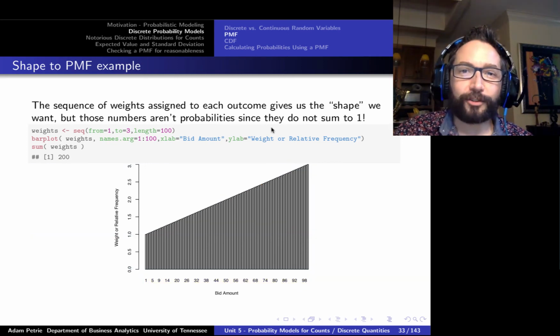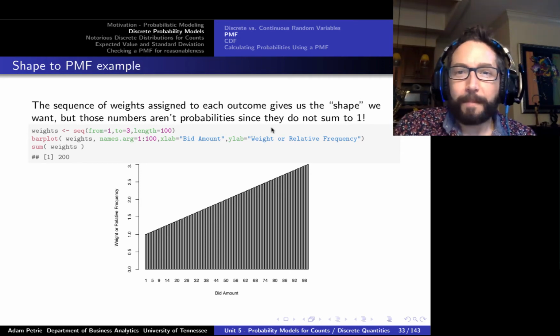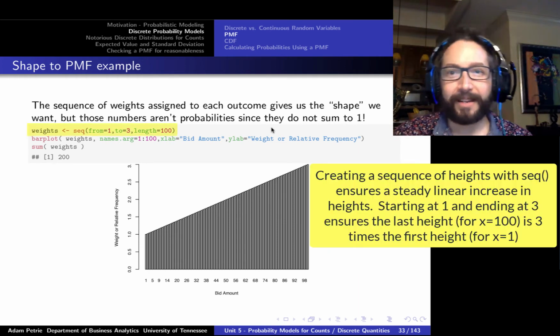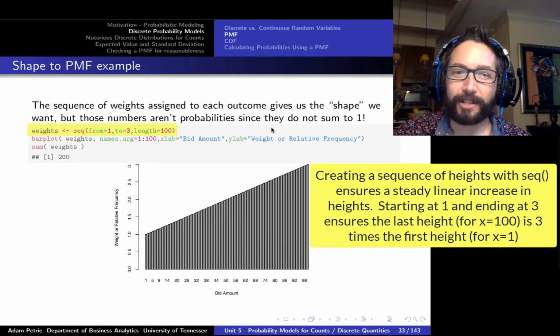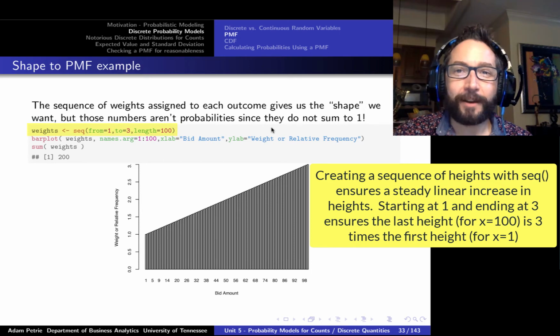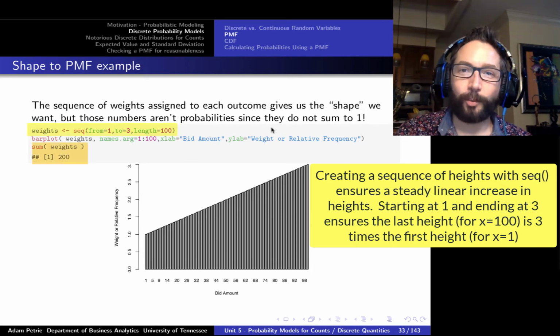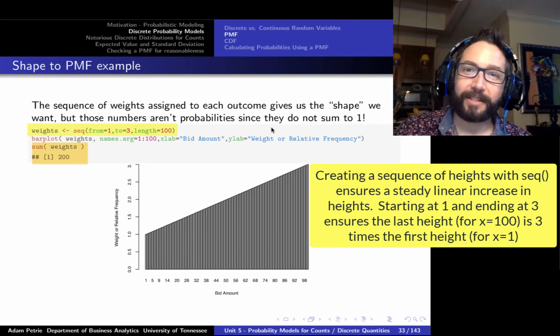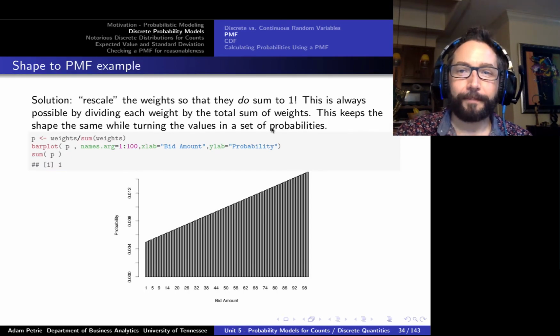So how do we actually convert these into actual probabilities? The heights of these bars in this case were simply created by making a sequence that starts out at 1, ends at 3, and has a total of 100 values in there that captures the patterns that we want. But that collection of weights surely is not a probability distribution because the sum doesn't come anywhere close to equaling 1. So how do we convert this shape into a bona fide probability distribution? How do we take that collection of weights, those relative frequencies, and come up with a set of intelligent probabilities?